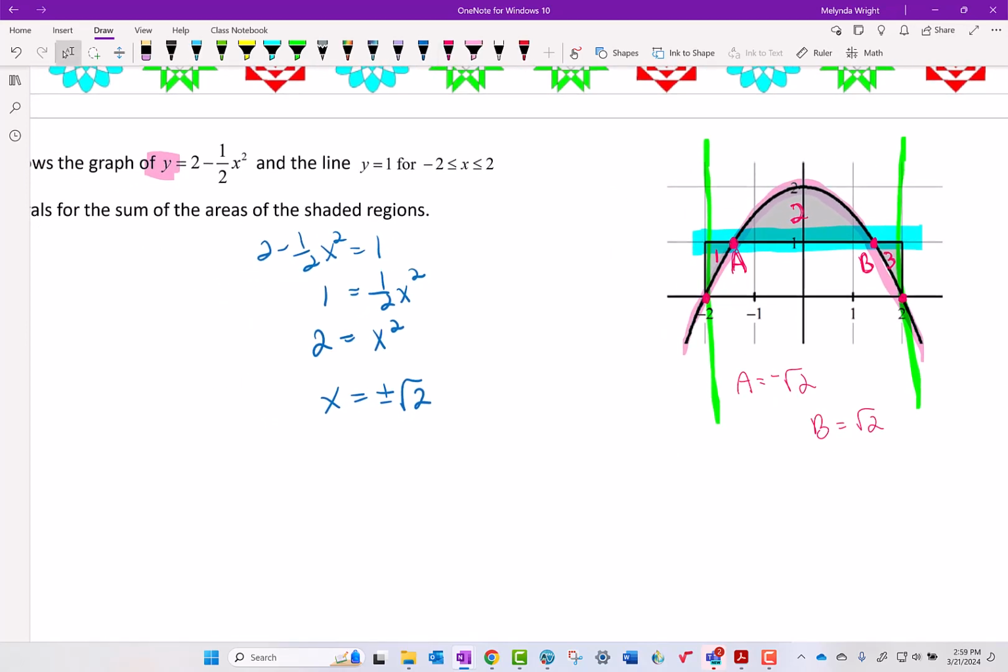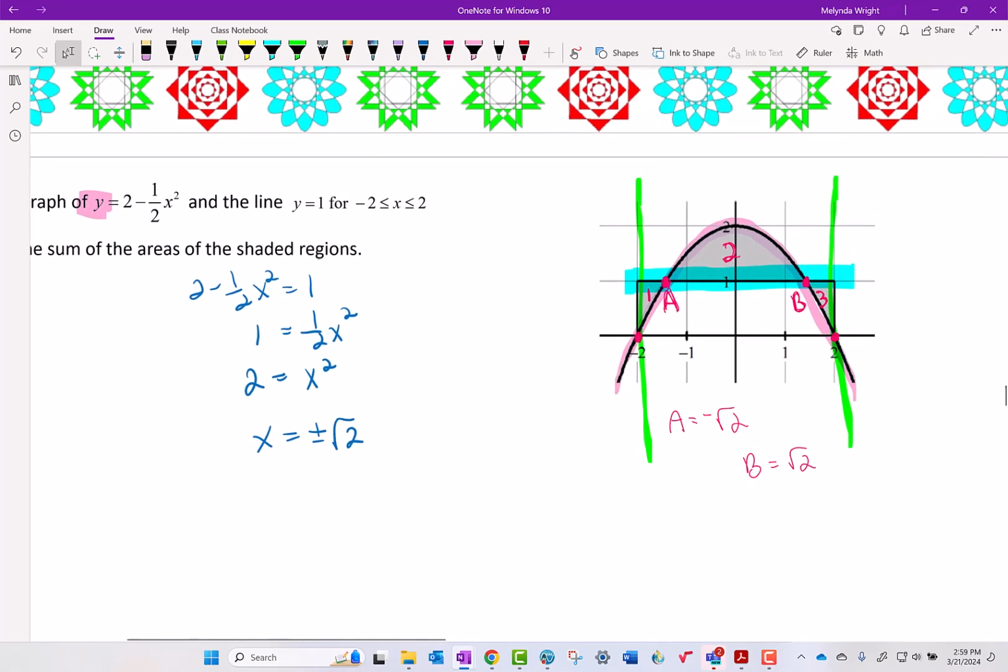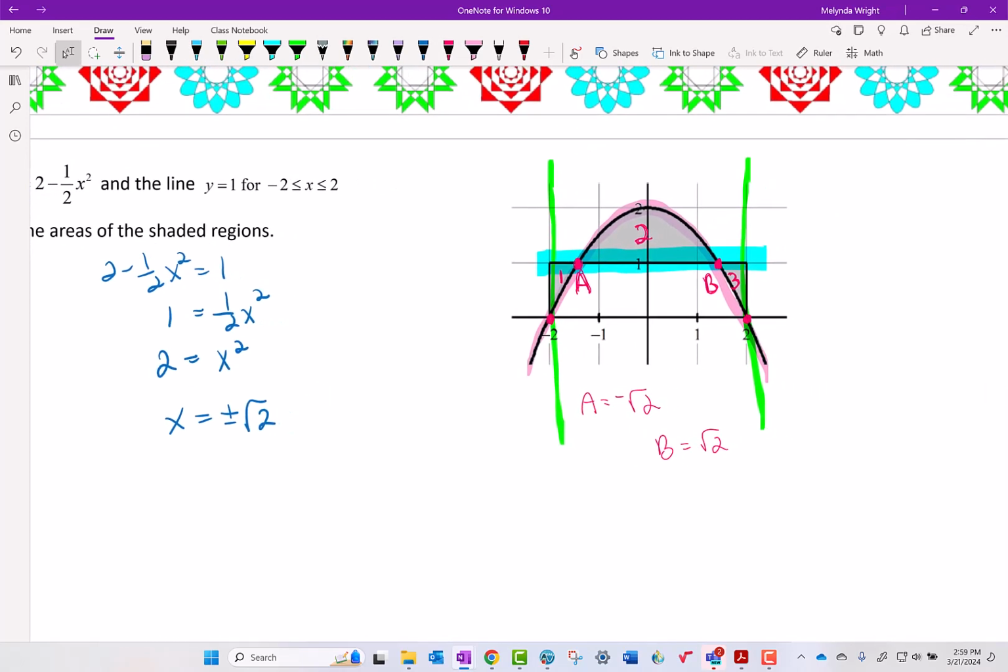Why would A be negative if area is... It's not the area that's negative, it's the x value. Oh, okay. Yeah, this is just the x value of that intersecting point. And this is just the x value of that intersecting point.